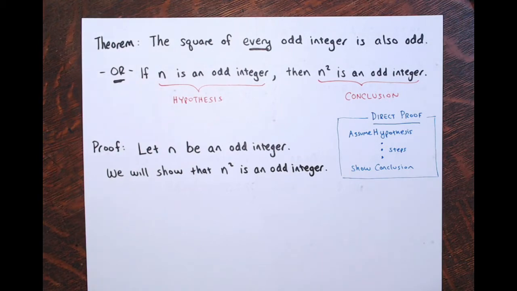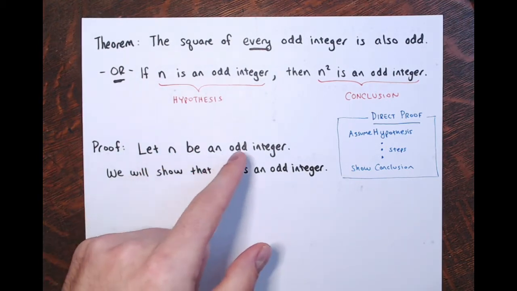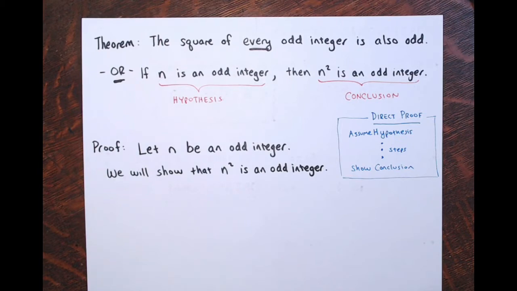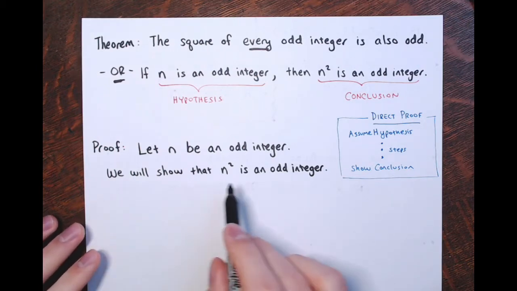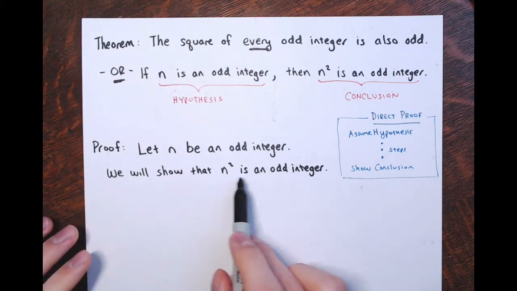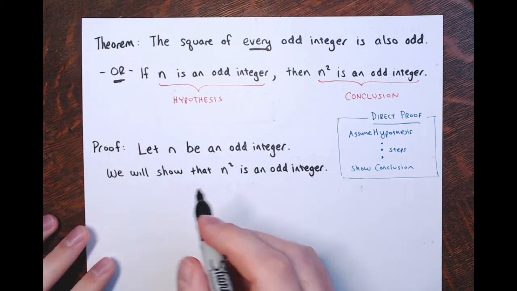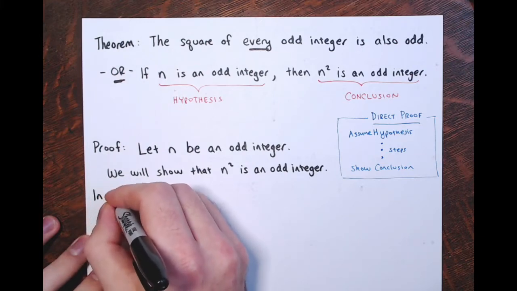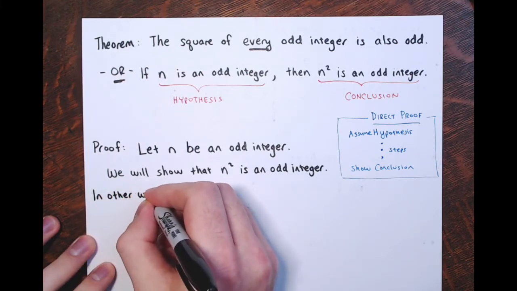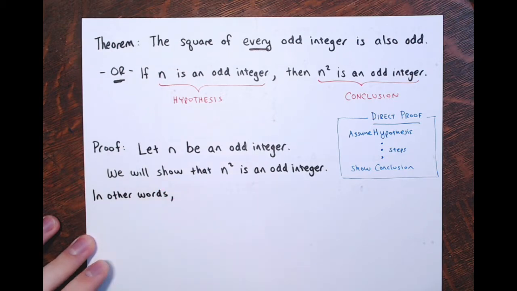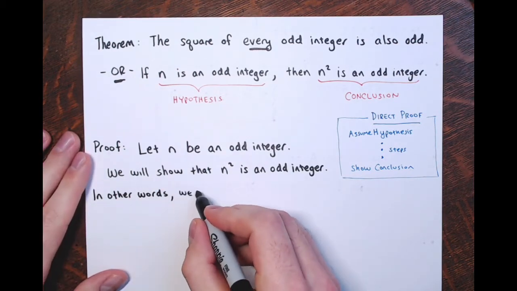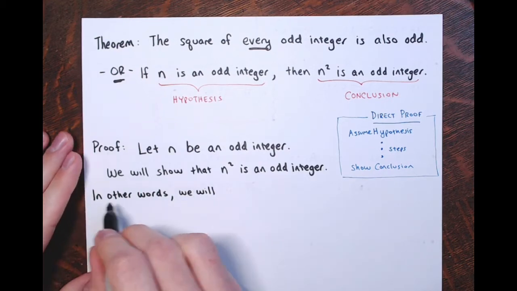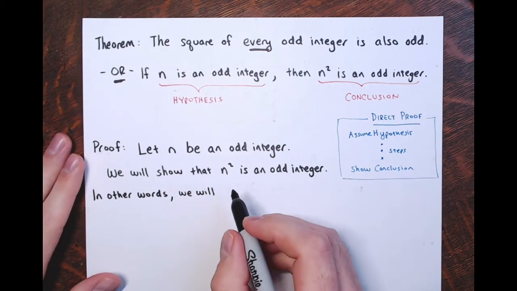Okay, so now I start with this assumption that n is odd, right? I start with the hypothesis, and then go from there, and I eventually want to show that n squared is odd. Something else I could do here is write another way to say this. I could also say, in other words, we will show, and this is optional. I don't have to write this, but I'm going to.